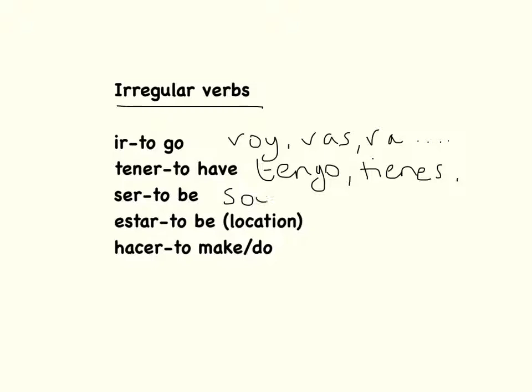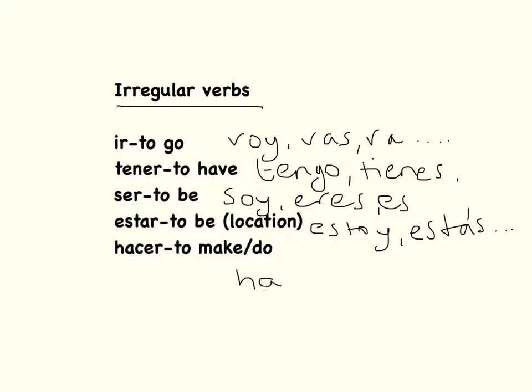Ser, to be: soy, eres, es, somos, sois, son. Estar starts off estoy, estás, está, estamos, estáis, and están. And hacer starts off as hago, and then haces, hace, hacemos, hacéis, hacen. So as you can see, there's some similarities in the patterns, but not exactly the same as the verb endings that you've just seen. I suggest you make a note of these separately and look up the full conjugations online.